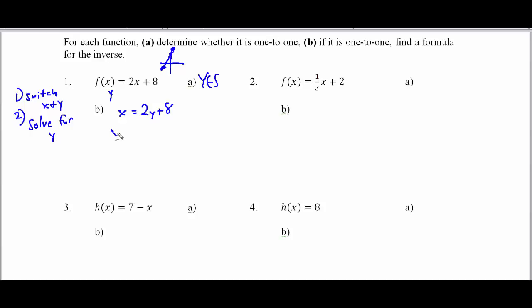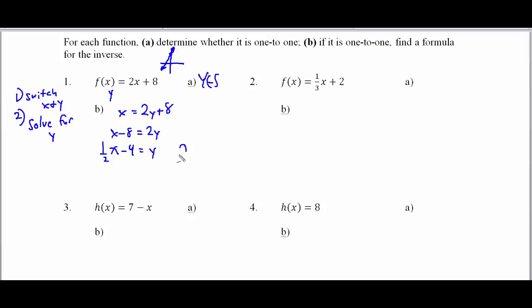So now that I've switched x and y, I am going to move things around. I'm going to subtract the 8 from both sides. I'm then going to divide by 2. So this is going to be 1/2 x minus 4 is equal to y. So I divided everything by 2. You could have written x over 2, but I prefer to have the 1/2 in front of it for those of you familiar with slope, rise over run.